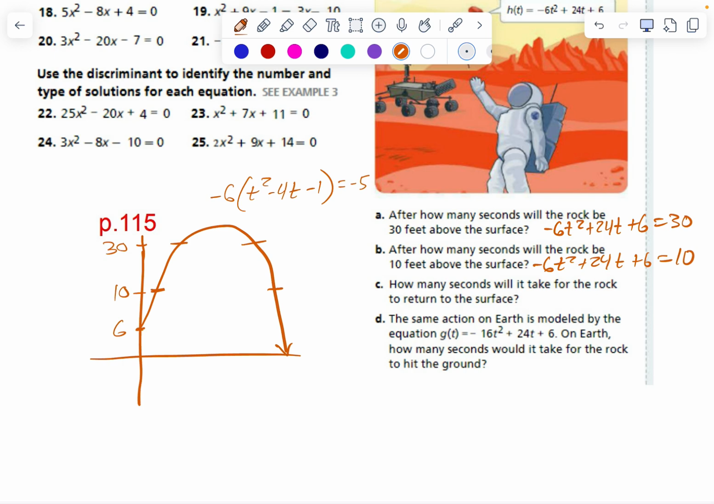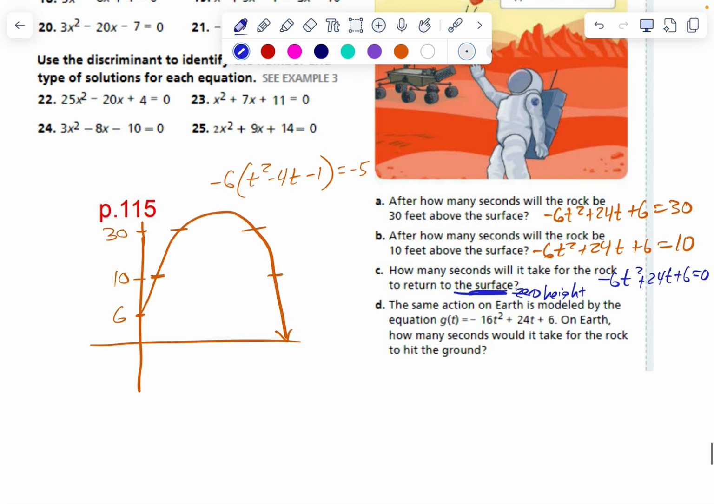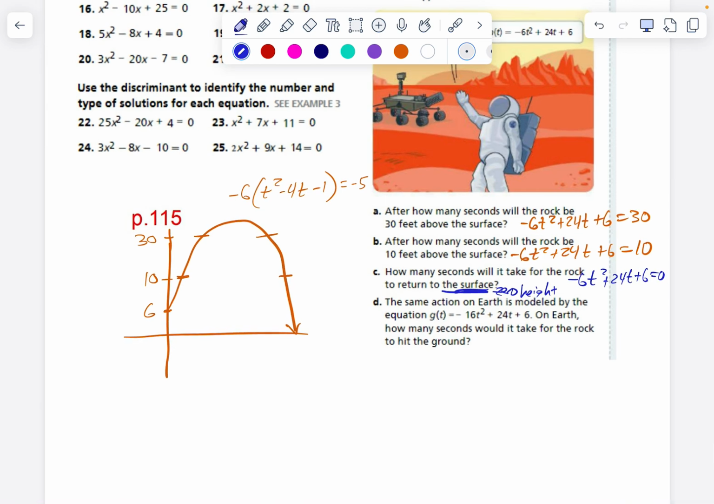How many seconds will it take for the rock to return to the surface? Now what are we looking for? Or like what do we set equal? What do we do there? Yeah, this is now 0. So surface is 0 height. So same equation, but now set equal to 0. Okay? And then solve, now you're getting the zeros.